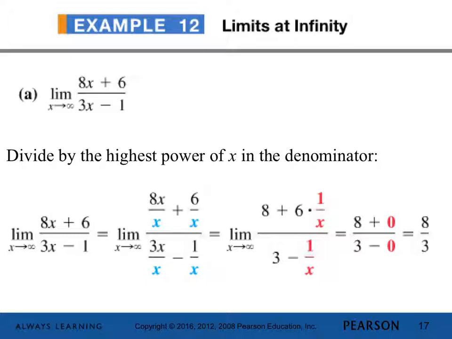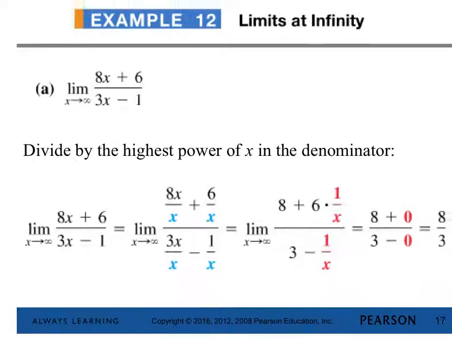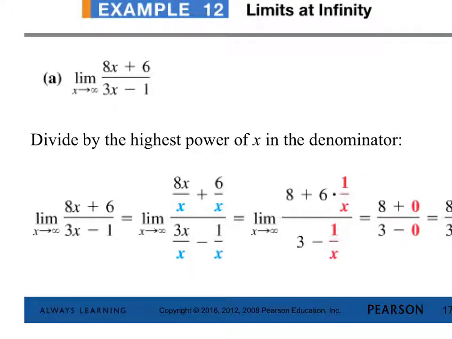Now, we're going to use that same idea to talk about this problem. If you have the limit of something like 8x plus 6 over 3x minus 1, and your x is approaching infinity, this is a method that you can use to figure out what your answer is going to be. What you want to do is divide by the highest power of x, and it's important that it be the highest power of x in the denominator. So if we look at this function, the highest power of x in the denominator is just x.